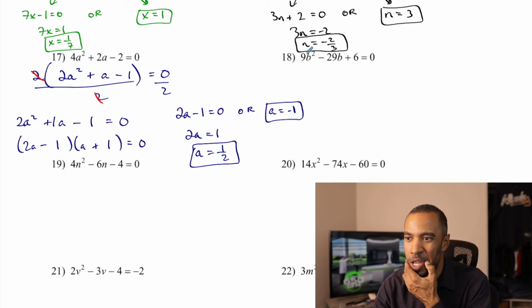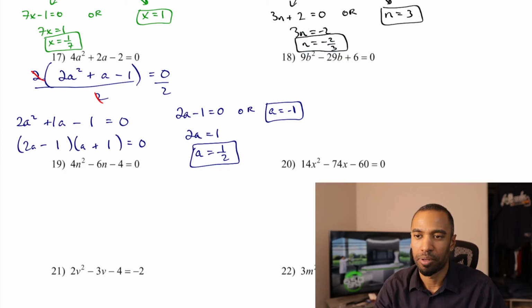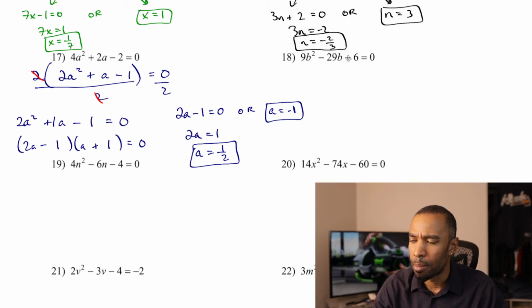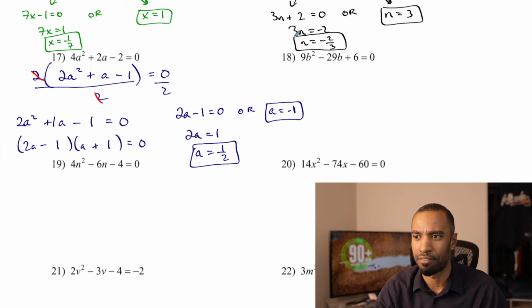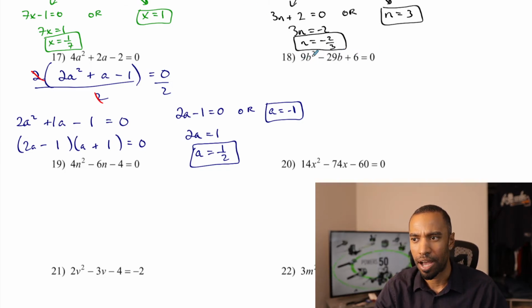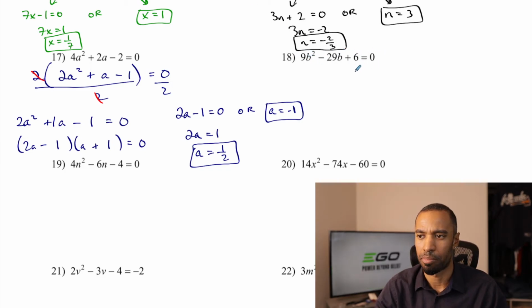All right, number 18. 9b squared minus 29b plus 6 equals 0. No common factor there. I can't divide 29 by 3. So it looks like we're dealing with what we have there. And these are composites. 9 is composite, 6 is composite. So we're gonna have to play with this a little bit.